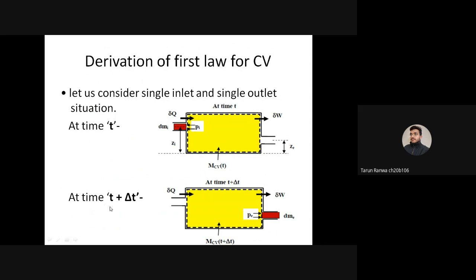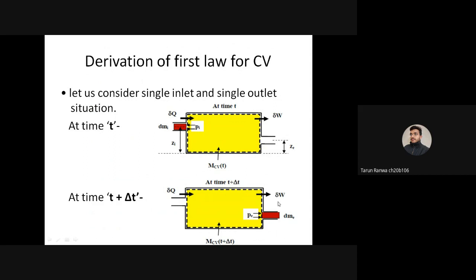Now at time t plus delta t, after time delta t, we can say mcv at t plus delta t is the mass of the control volume at time t plus delta t, and this is dme, the mass leaving through the outlet stream, and this is delta w, some work done.